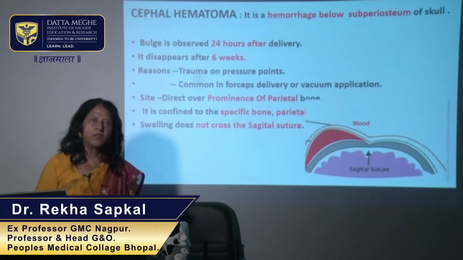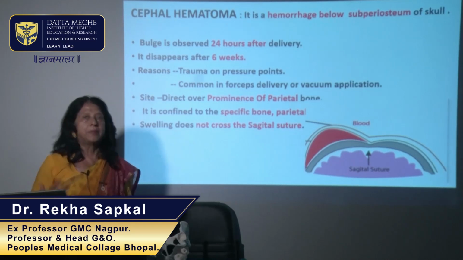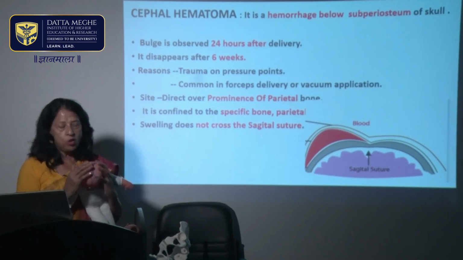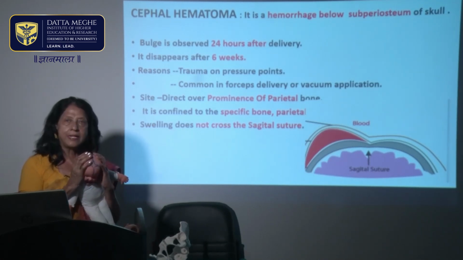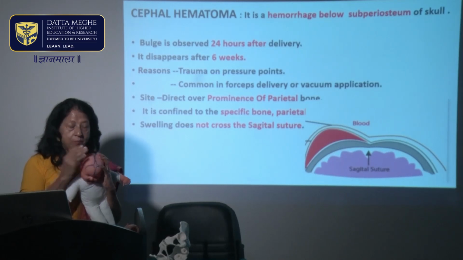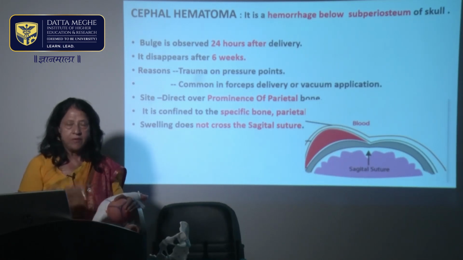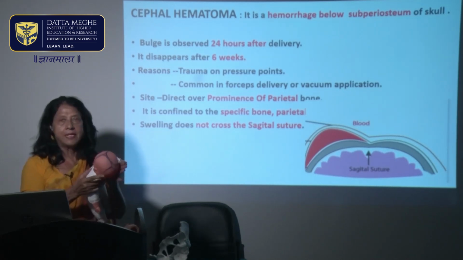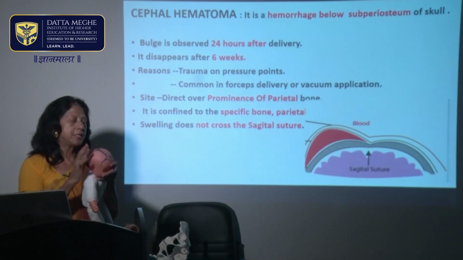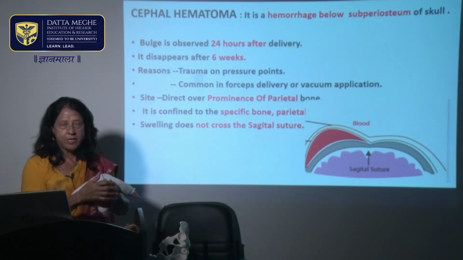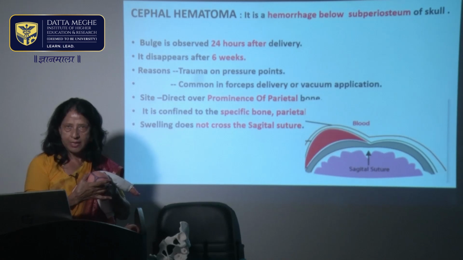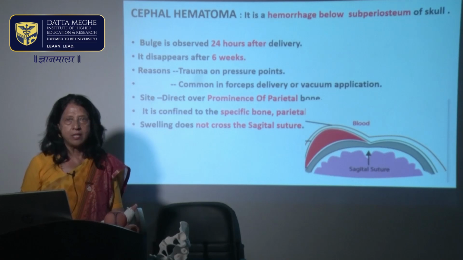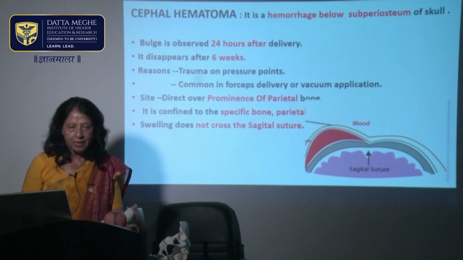The next condition which is identified after birth is cephalhematoma. It is a hemorrhage below the periosteum. The bones are membranous, there is a periosteum. Below the periosteum, there is a hemorrhage. Whenever there is a hemorrhage, naturally we understand there is trauma. So, where can the trauma occur? Prominent points, the parietal bone on this side, the parietal bones in labor, these two can get injured. Naturally, a hematoma results there. The name of the hematoma is cephalhematoma.